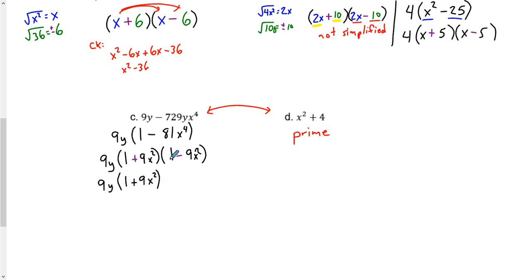This one, though, is another perfect square, and it's a difference, which means this one can be made into two more brackets. The square root of 1 is 1. The square root of 9x squared is 3x. We just have to make one positive and one negative. Again, this only works if you have a difference in between. We can't go any further because even though 1 still can be square rooted, 3x really shouldn't be.